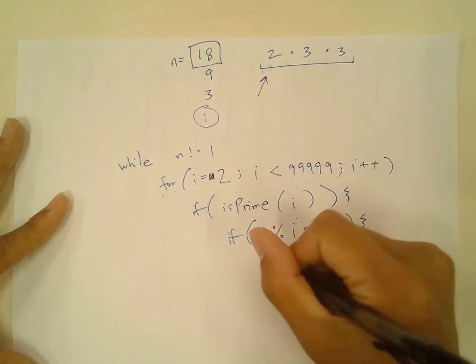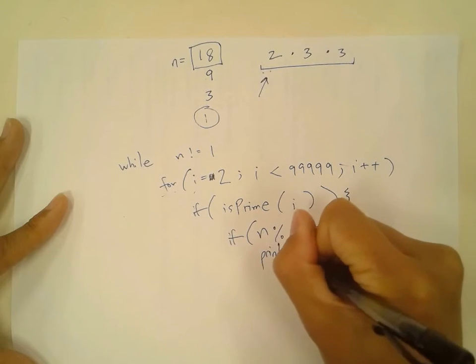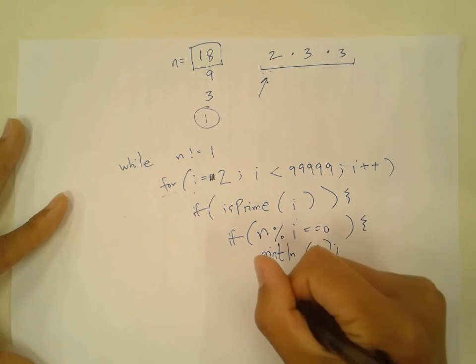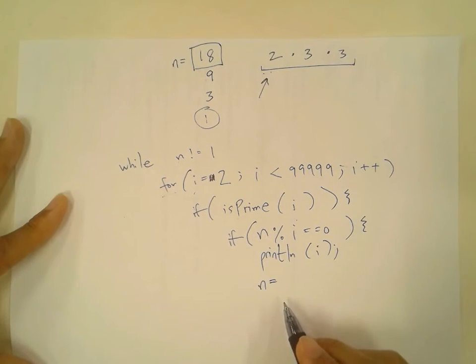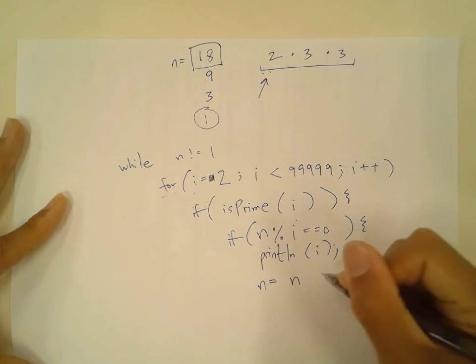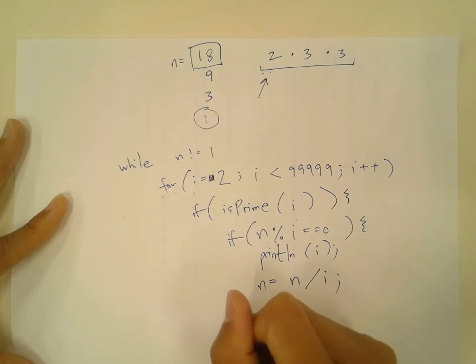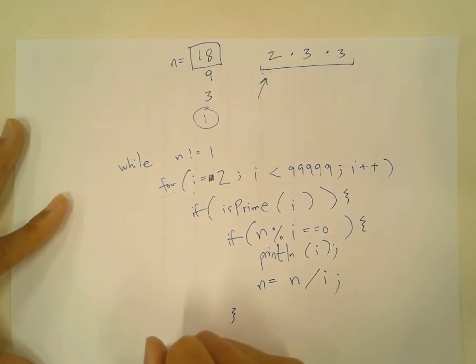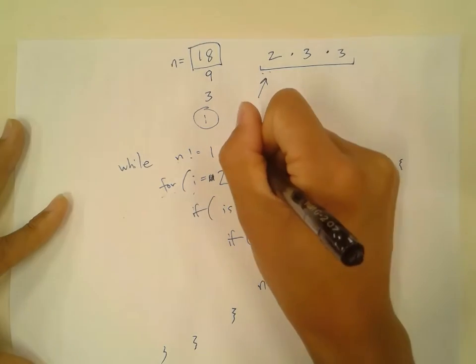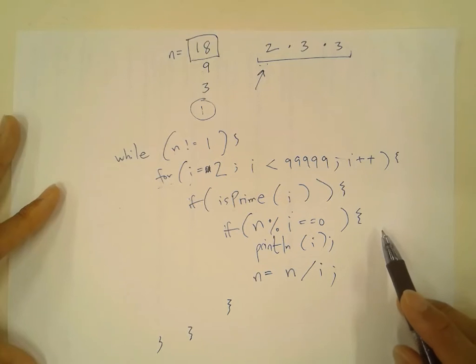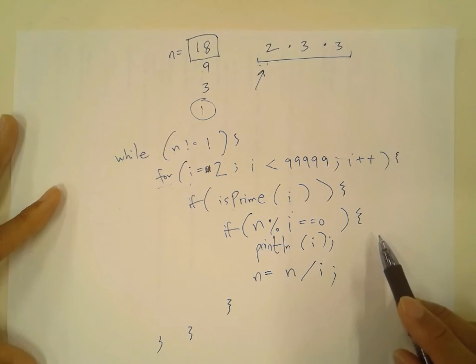All right. So let's first start by printing. println i, and then we are going to modify n's value. So we're going to say n is going to be equal to n divided by i. And I think that would solve everything. Yeah, I think that's it.